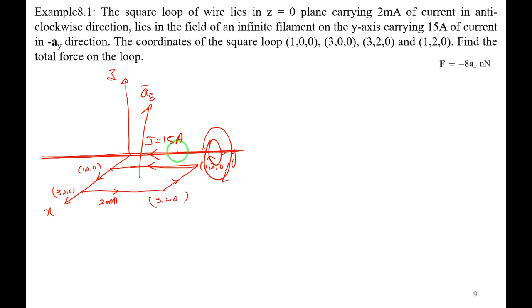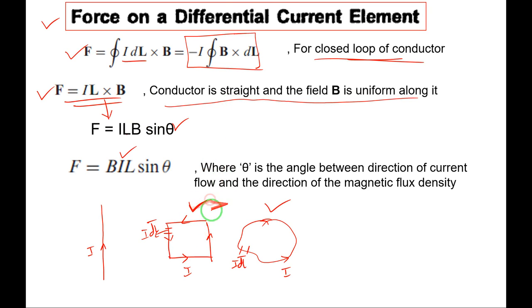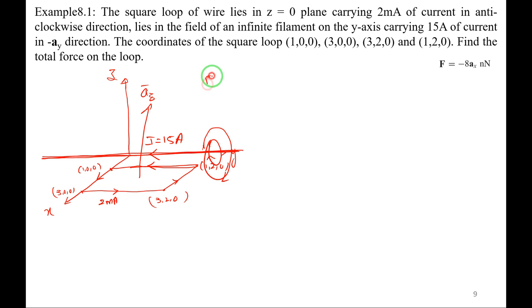So under the influence of this magnetic field, what is the force experienced by this square loop? We have to find out. The square loop is the conductor carrying a current of 2 milliamps. This is a closed loop or closed conductor. If it is square or whatever it is, we will be using this formula: F is equal to minus I closed line integral of B cross dl.